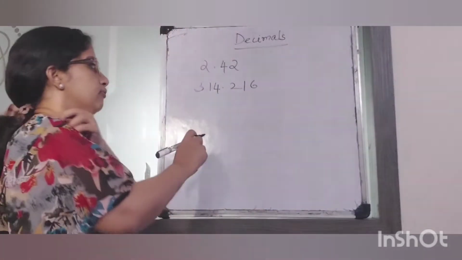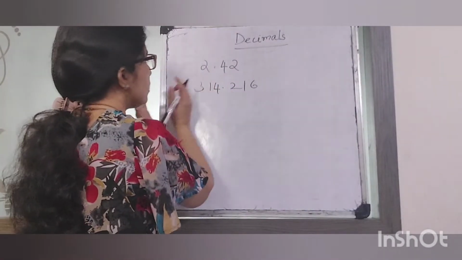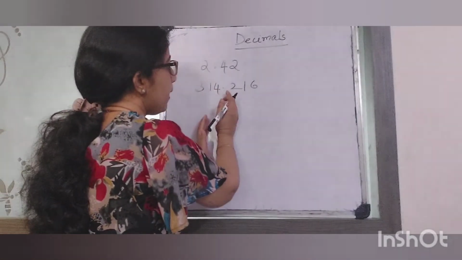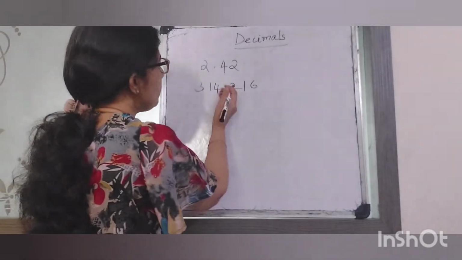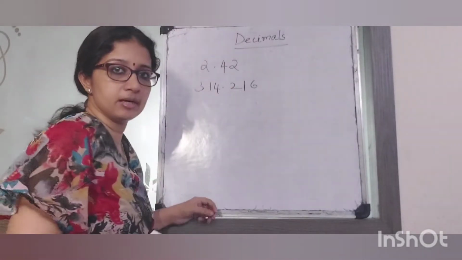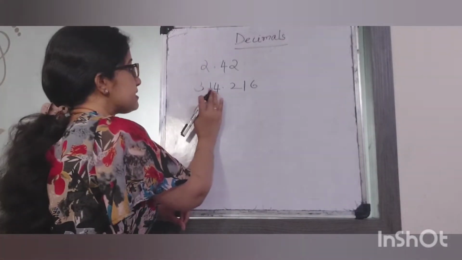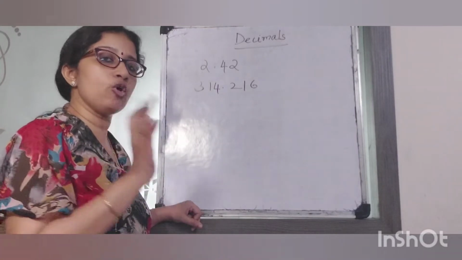Okay, now if we take this number, there are two parts. One part to the left of the decimal and the other part to the right of the decimal. Now we will take the part to the left of the decimal. If we take the part to the left of a decimal, it is just like our whole number. The place value is just like our whole numbers.